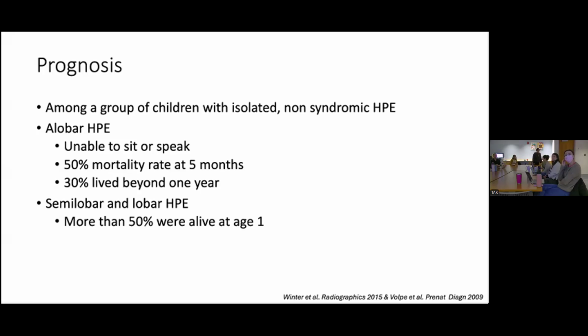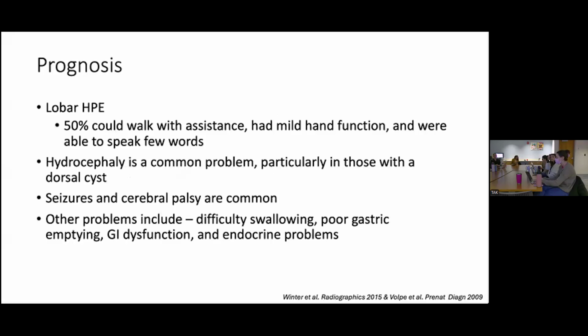In those with semilobar and lobar holoprosencephaly, more than 50% were alive at age 1. In those with lobar holoprosencephaly, 50% could walk with assistance. They had mild hand function and were able to speak a few words. Hydrocephalus is a common problem, particularly in those with a dorsal cyst, and those that do survive commonly have seizures as well as cerebral palsy. Other problems include difficulty swallowing, poor gastric emptying, GI dysfunction, as well as endocrine abnormalities.